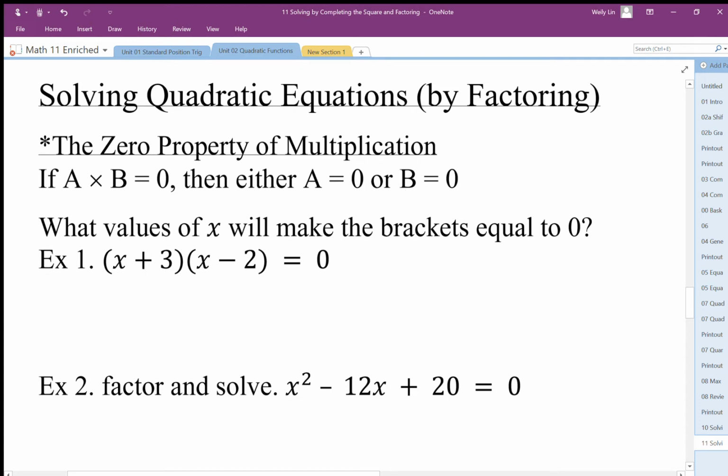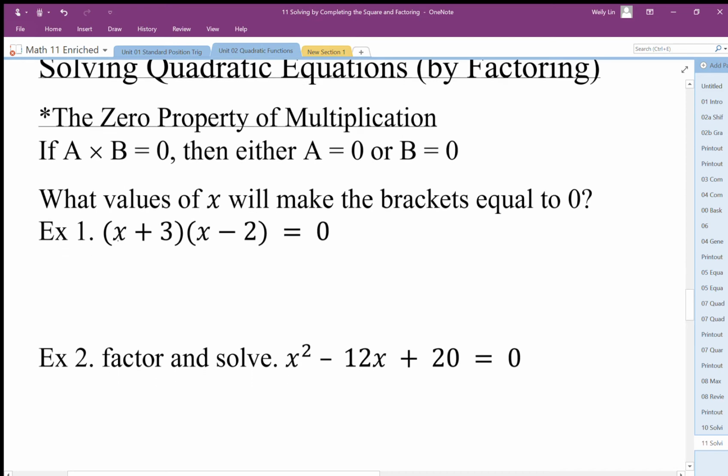And one can be equal to 0 and the other not 0 and still give us a product of 0. So in this case, if I have the factors x plus 3 times x minus 2, this x plus 3 could be equal to 0, which means that x could be equal to negative 3. When x is equal to negative 3, that factor is equal to 0. Although the other factor is going to be equal to negative 5, negative 5 times 0 is still going to be equal to 0.